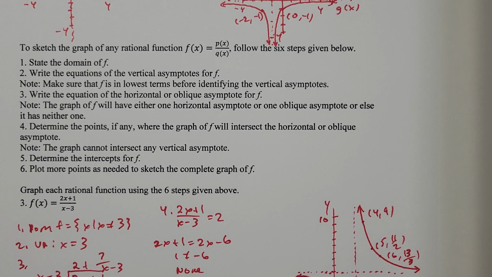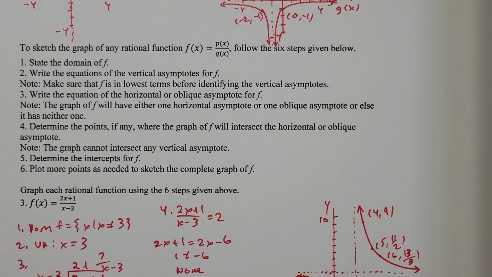Step 1, you're going to state the domain of f. Step 2, you're going to write the equations of the vertical asymptotes for f. Now, the equations are going to come immediately from just knowing the domain of the function, because any number that you're throwing away is going to create a vertical asymptote on the graph. There's a note there which says, make sure that the function is in the lowest terms before identifying the vertical asymptotes. That is important, and it's going to matter for one example that we'll see in this worksheet.